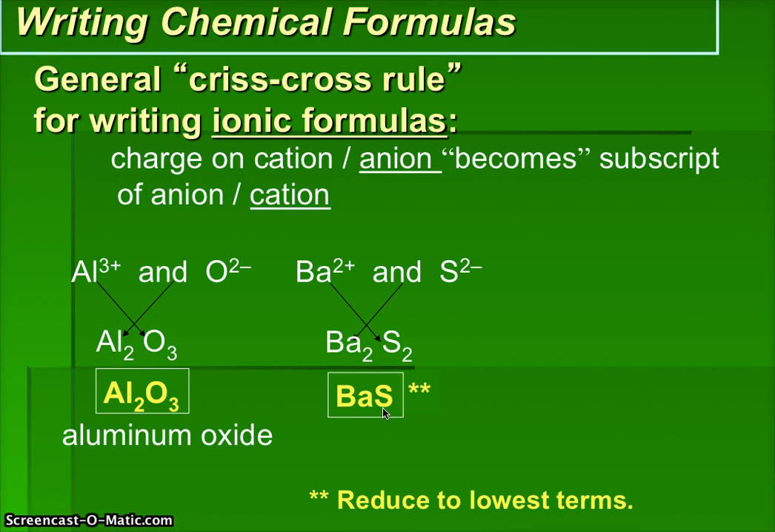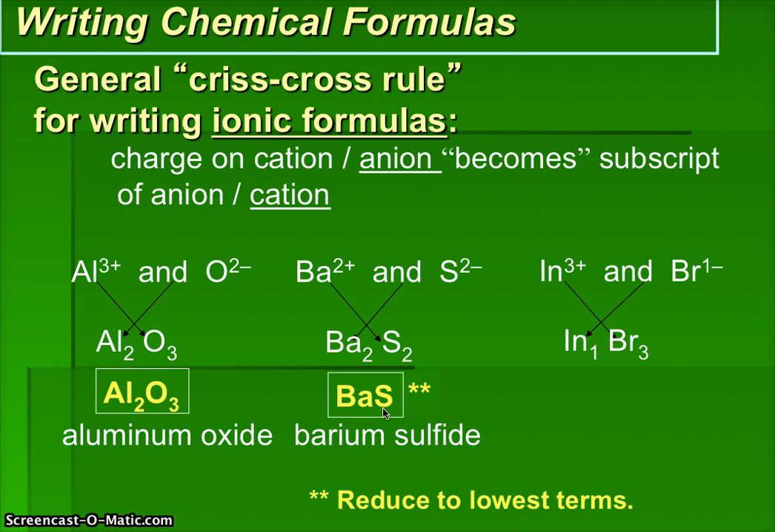Finally, the indium ion and the bromide ion can crisscross and give 1 indium ion and 3 bromide ions. It is not necessary to write the 1, so just leave the formula as InBr3.